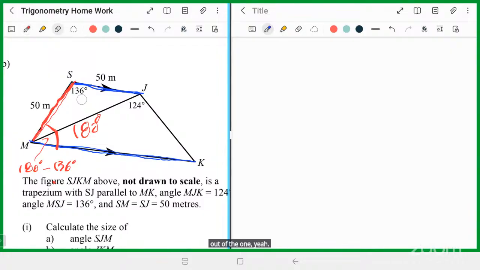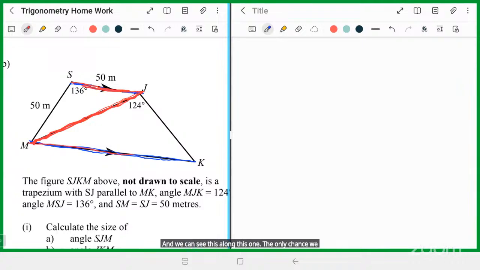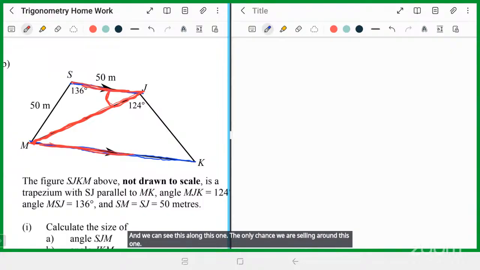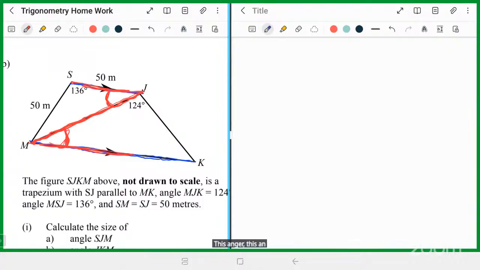Alright, let's look at another line joining those two blue parallel lines. They are joined by this red line. And we can see the Z along this one, down the transversal line. So this angle and this angle, they are Z angles, alternate angles, so they are equal.